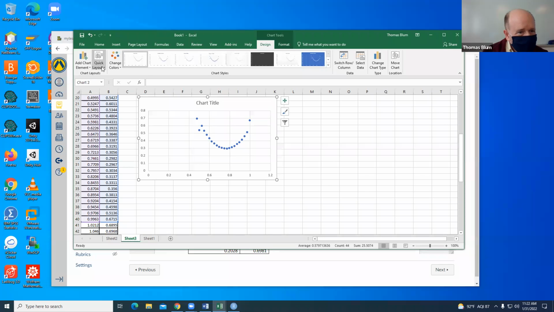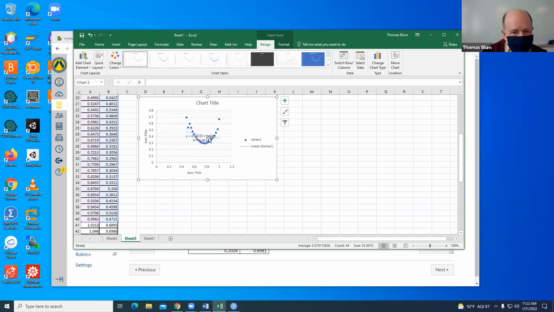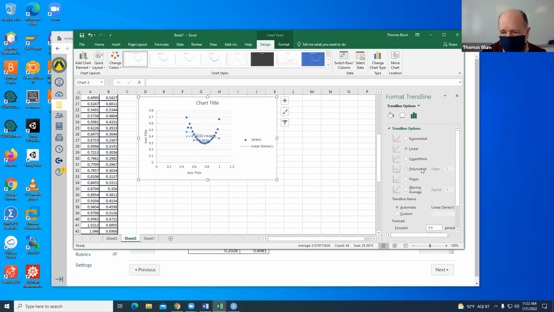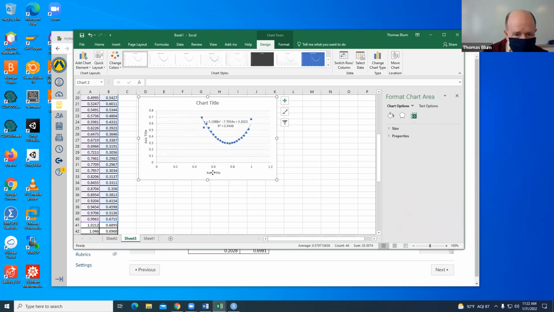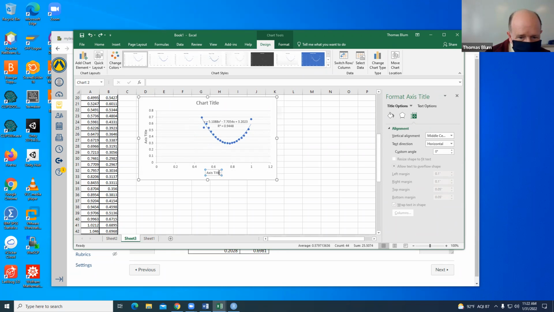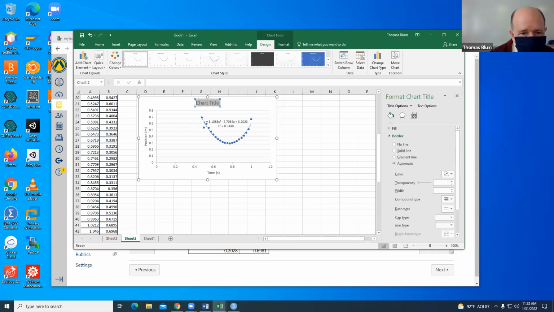And what do I want? Quick layout number 9. That's not a good fit. I want a polynomial, so I'm going to format my trend line to a polynomial. And that looks a lot better. I'm going to get rid of my legend. This x-axis was time in seconds. This y-axis was position in meters. It was some projectile data.